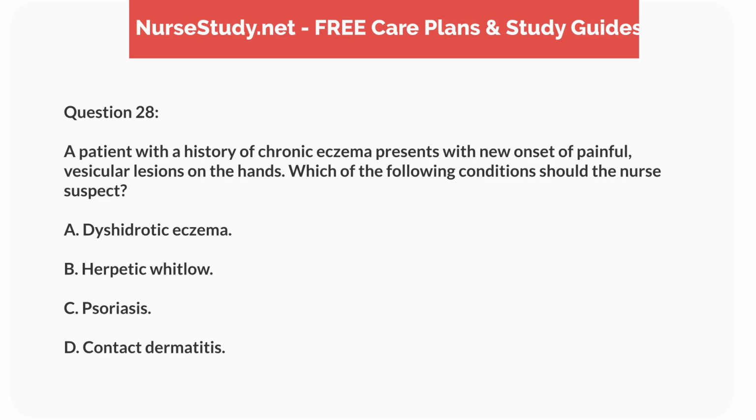Question 28. A patient with a history of chronic eczema presents with new onset of painful, vesicular lesions on the hands. Which of the following conditions should the nurse suspect? A. Dyshidrotic eczema. B. Herpetic whitlow. C. Psoriasis. D. Contact dermatitis.